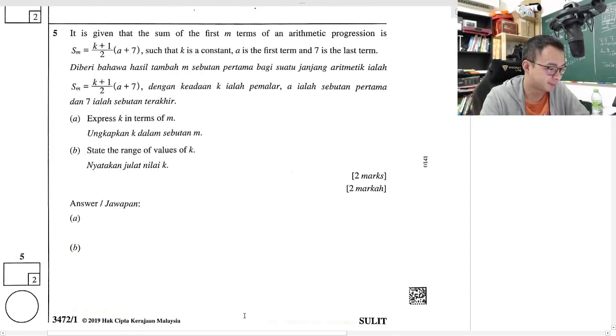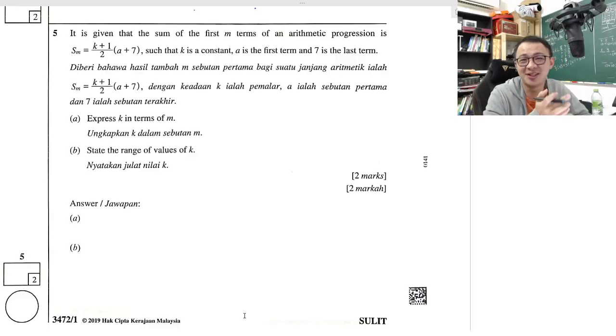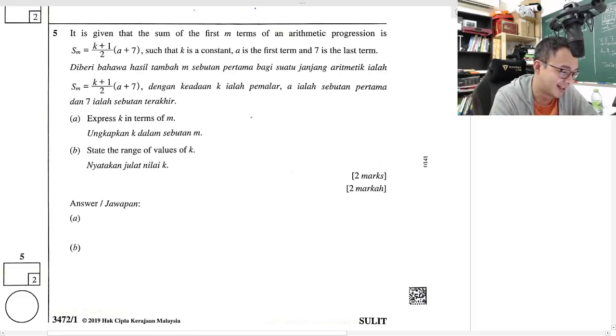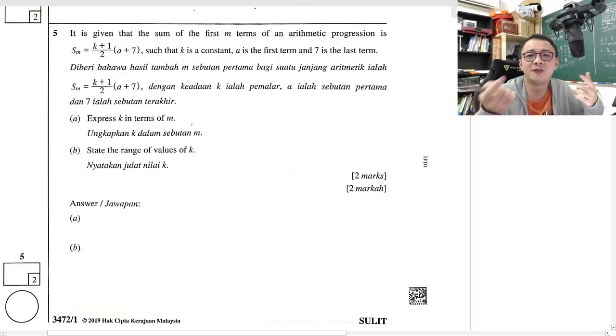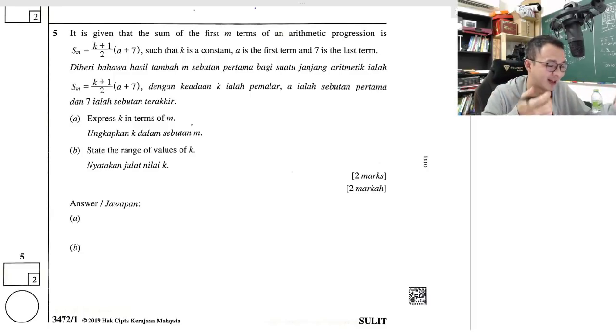Alright, so yeah, these questions take me some time to understand, but eventually I still can do it. So it's given that the sum of the first n terms of the arithmetic progression is this one, such that k is the constant, a is the first term, and 7 is the last term. And then they ask us to express k in terms of m. That means I need to find one equation which can connect them.